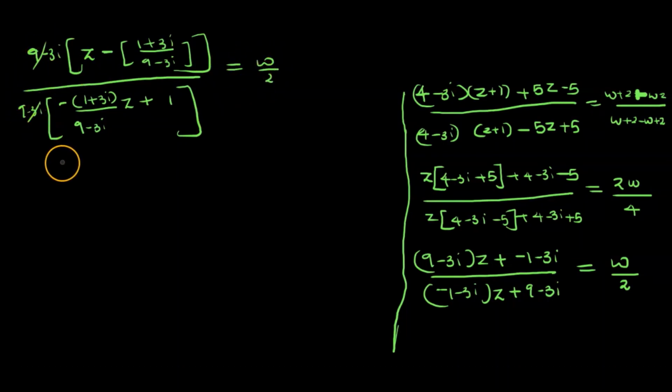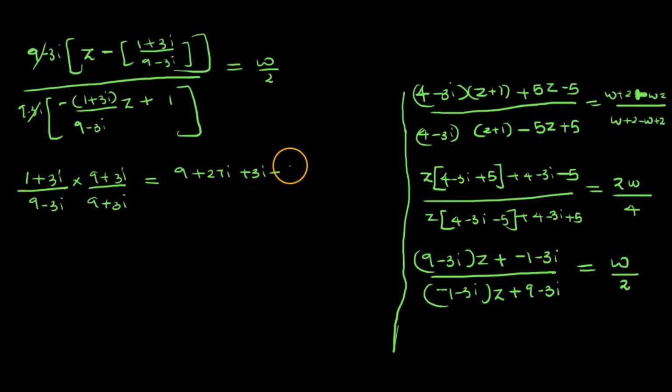9 minus 3i cancelled. Now make this in the form a plus ib using conjugate multiplication, that is 1 plus 3i divided by 9 minus 3i into 9 plus 3i divided by 9 plus 3i, multiplying with the conjugate of the denominator. What we get? 1 into 9, 9 plus 27i plus 3i, 3i into 3i is minus 9, divided by 9 square 81 plus 9, which is 30i divided by 90. That is i by 3. So this is the complex number i by 3.